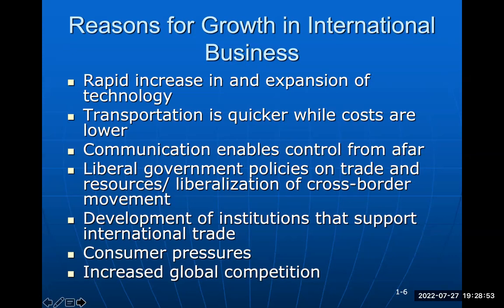And the liberal government policies on trade and resources, which goes back to what we were talking about, liberalization. And this is where the World Trade Organization comes into play and says to member countries that they must implement policies and legislation that will allow for free trade to flow, because that's part of the benefit or the incentive of being involved in world trade. All right, development of institutions that support international trade, such as the World Trade Organization and the World Bank.